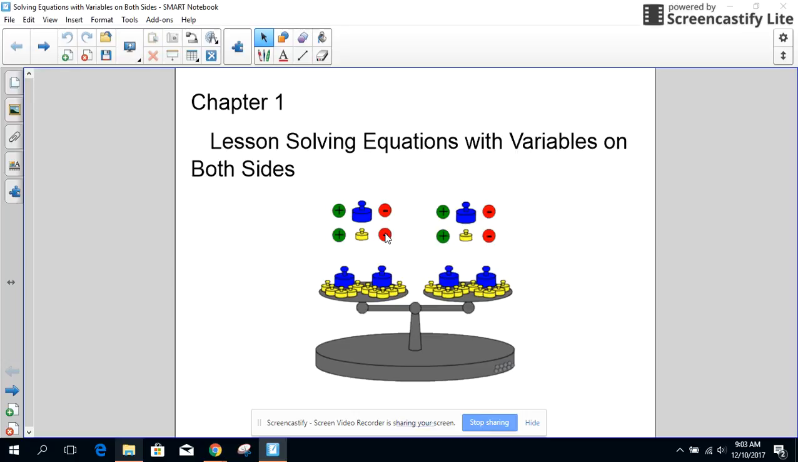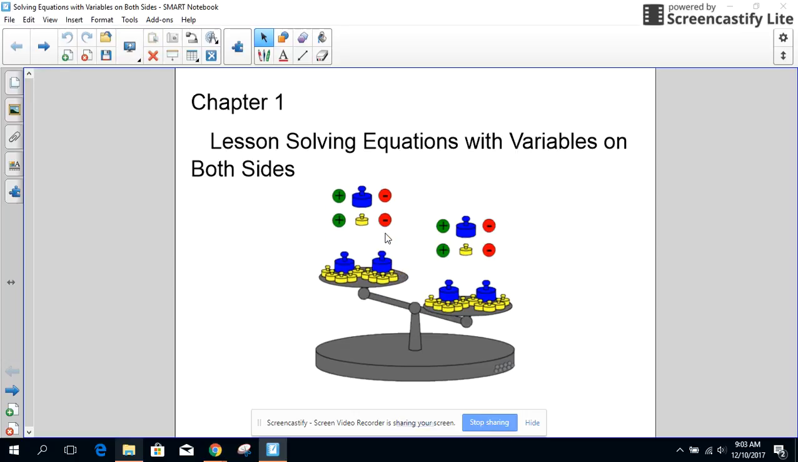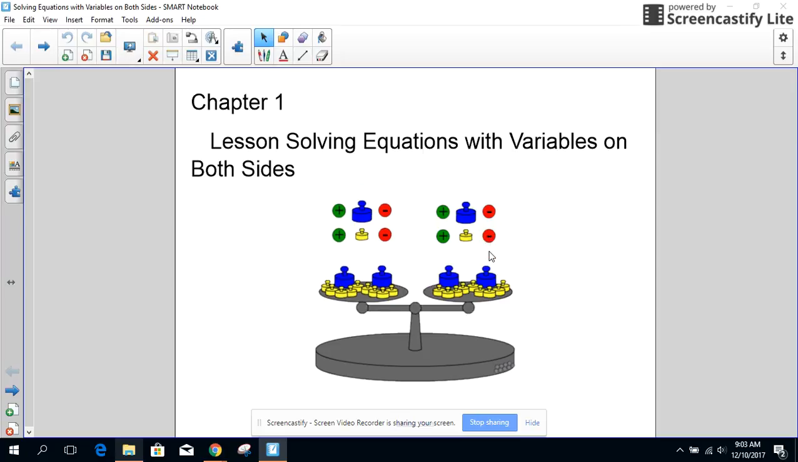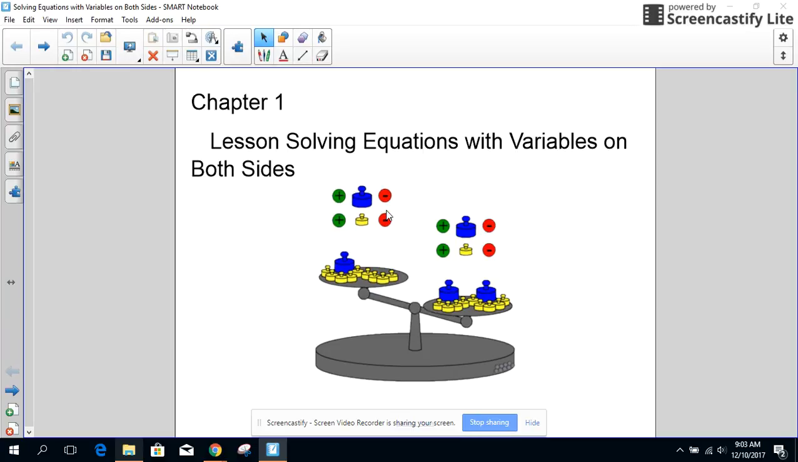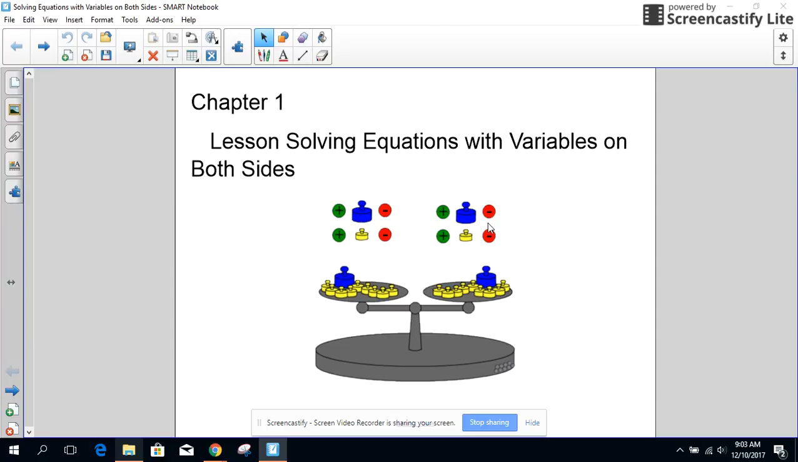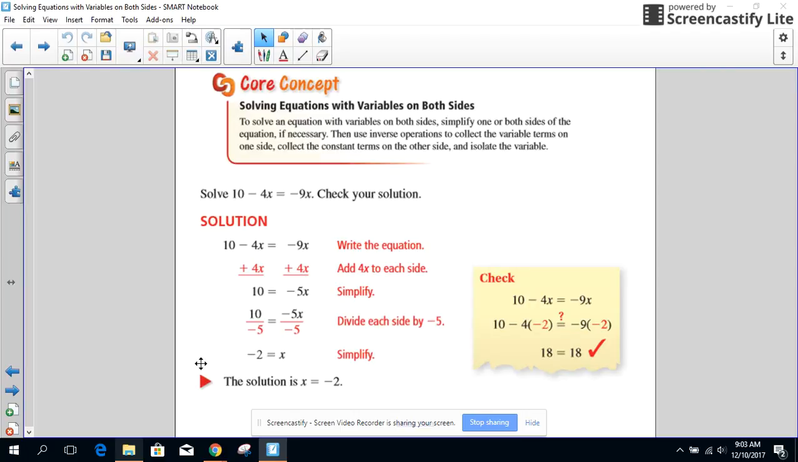subtracting a yellow piece from the left-hand side, my scale suddenly becomes very unbalanced. But if I go and perform that operation on the right-hand side, my scale goes back to being balanced. So whatever I do to one side, I must do to the other in order to maintain balance. Keeping that thought in mind, let's look at an example of solving an equation with variables on both sides.